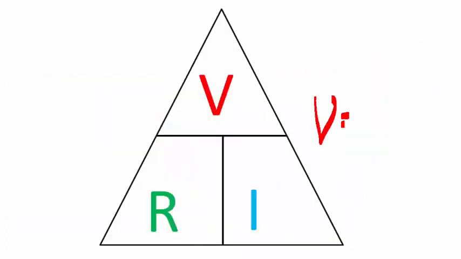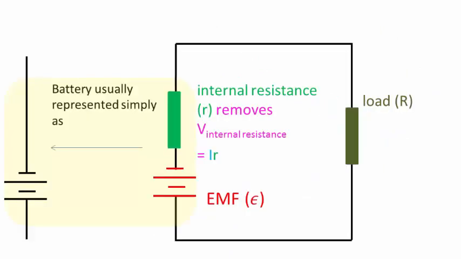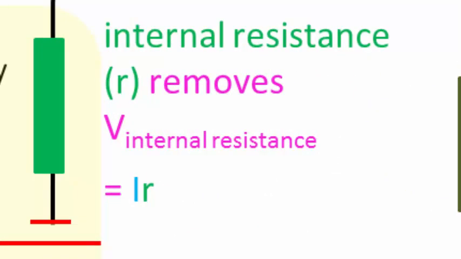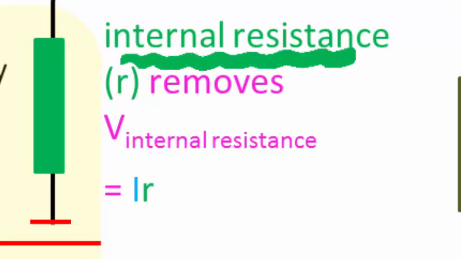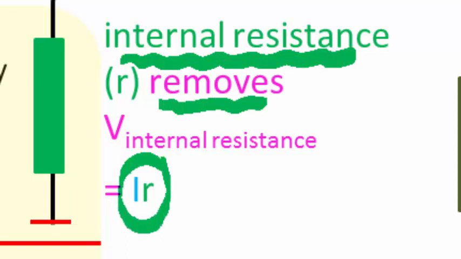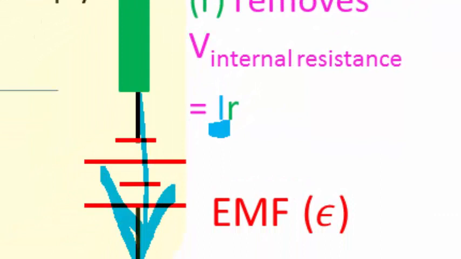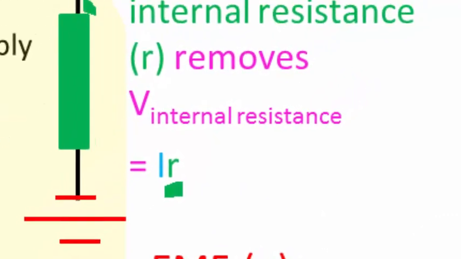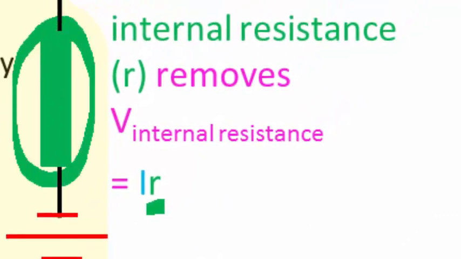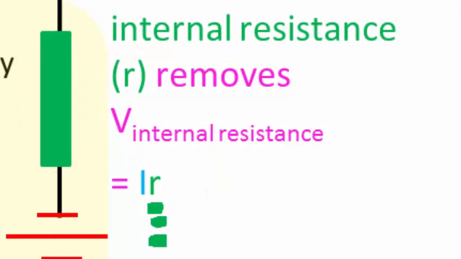We know that voltage is equal to current strength multiplied by resistance, IR. So the amount of voltage which the internal resistance removes is equal to I r, where I is the current strength flowing through the battery and r is the value of the internal resistance in ohms. And that's the value that we're trying to find out.